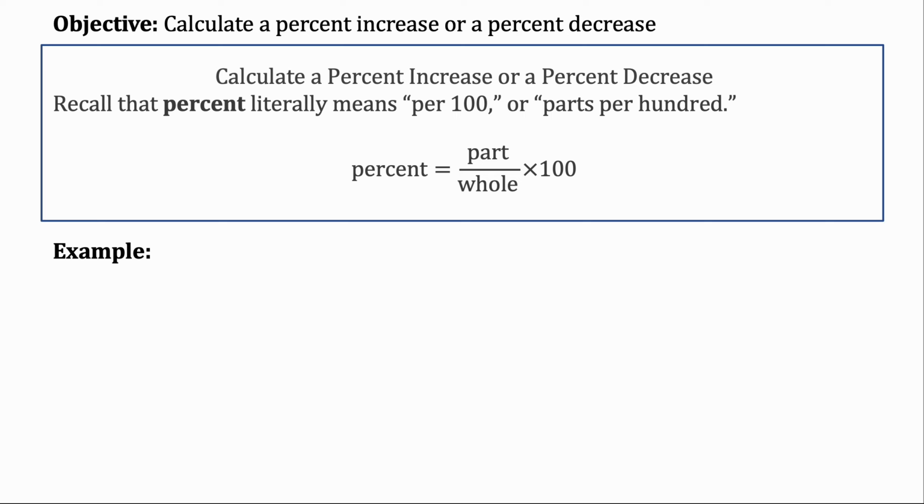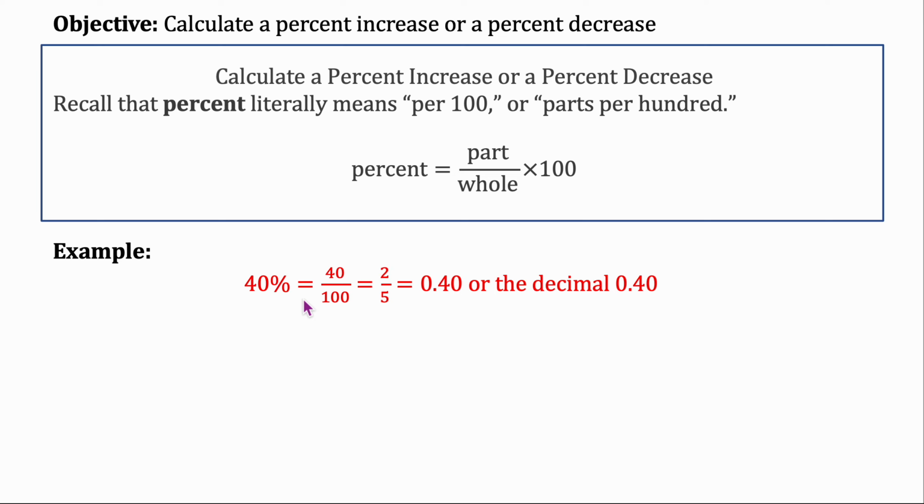In this video, we're going to calculate a percent increase or a percent decrease. Remember, percent means per 100 or parts per 100. So if we take a look at the part we have out of the whole that we started with, and if we multiply that by 100, you're going to get your percentage.